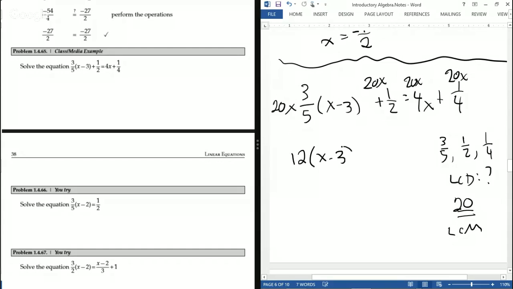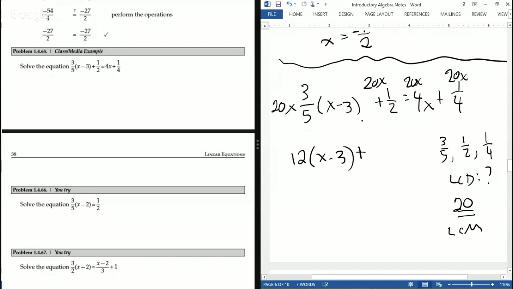Now, why did I decide to divide first? Well, it's easier. That makes the number smaller. And I knew it would divide because 20 is a multiple of 5, so it will always divide evenly. 20 divided by 5 is 4, and then 4 times 3 is 12.